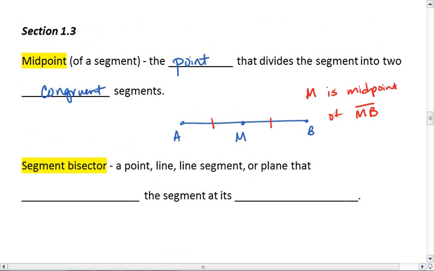Okay, we can have what's called a segment bisector. A segment bisector is a point, a line segment, or a plane that intersects the segment at its midpoint. So again, in the shape we see above, M is a segment bisector. So would line L. Line L is the segment bisector of AB. Or I can say it's segment MN. Anything that cuts a segment through its midpoint is the segment bisector.